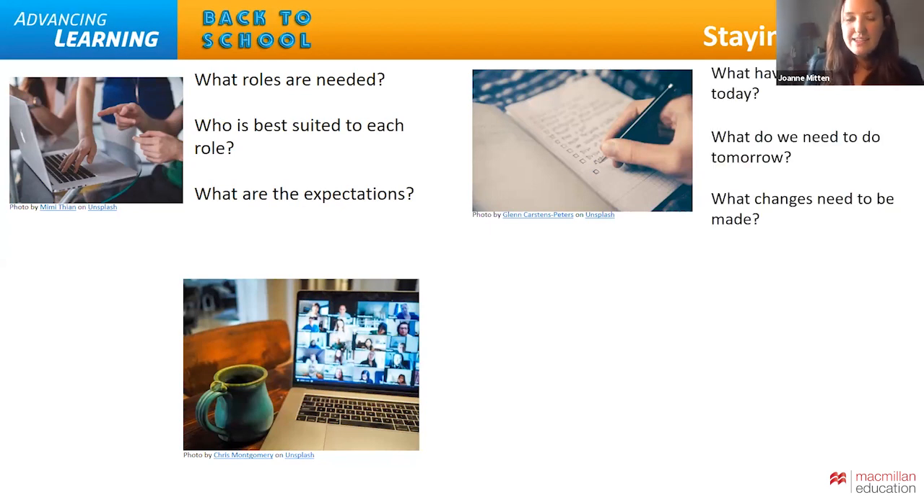Daily accountability, we know as adults, is really important. If you want to achieve anything, you usually need to talk to somebody or check in with somebody or show your progress to somebody else. So it's important that as the students go through their project, they have time at the end of the day to write down or note what they've achieved. What have we achieved today? What do we need to do tomorrow? And what changes need to be made? So what do I need to do to get to the next step of this project?